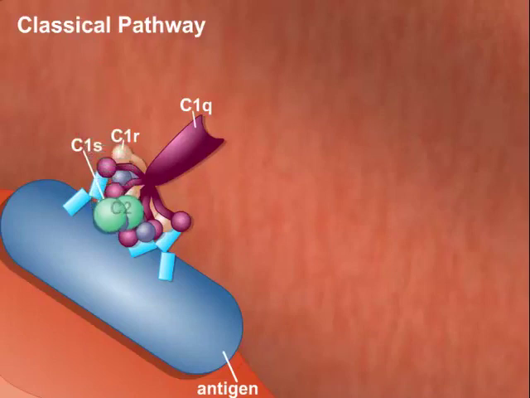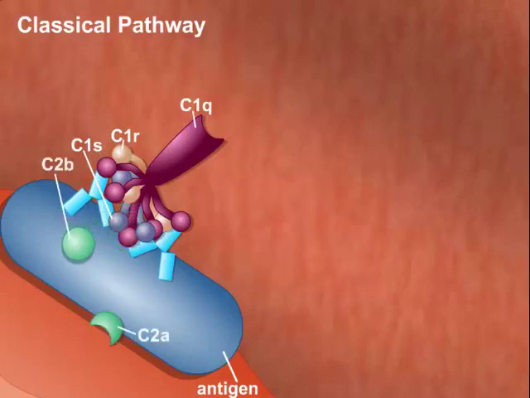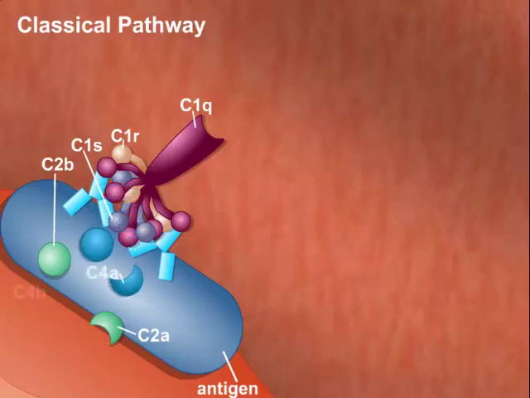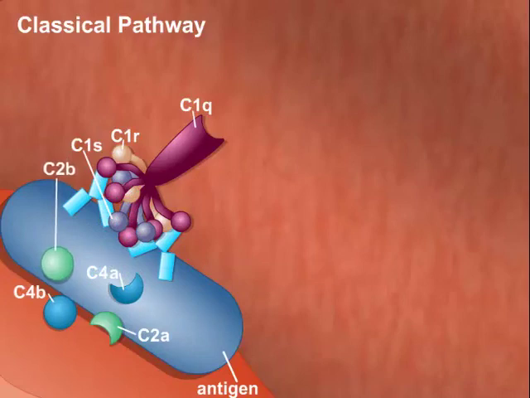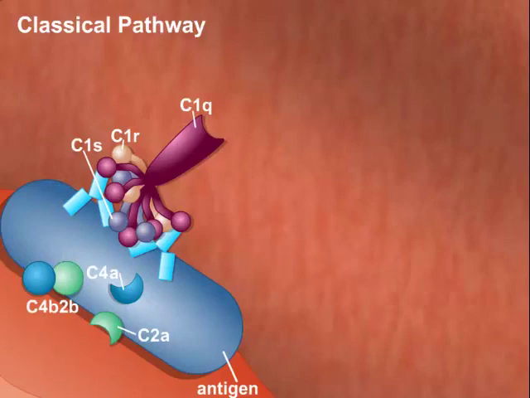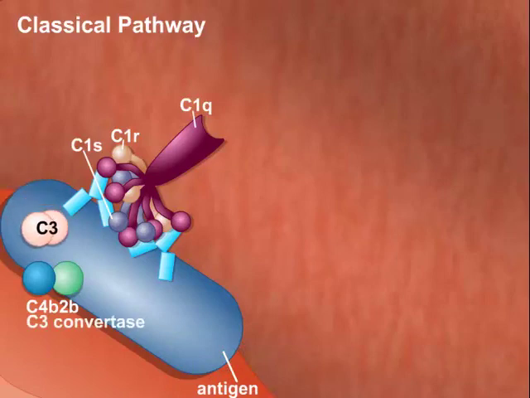C1s then acts on C2, cleaving it into C2a and C2b. Then C1s cleaves C4 into C4a and C4b. C2b and C4b bind to the cell near the antigen-antibody complex, and C2a and C4a are released. This complex of C4b and C2b, called C3 convertase, has protease activity and cleaves C3 into C3a and C3b. C3b becomes bound to the cell surface, whereas C3a is released.